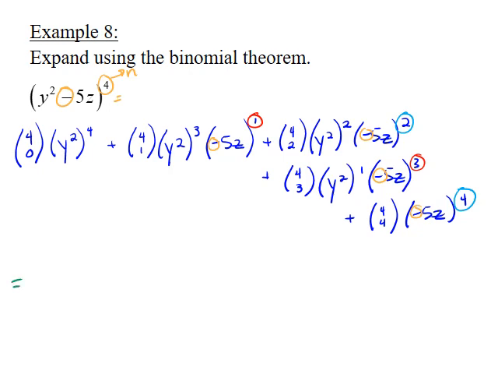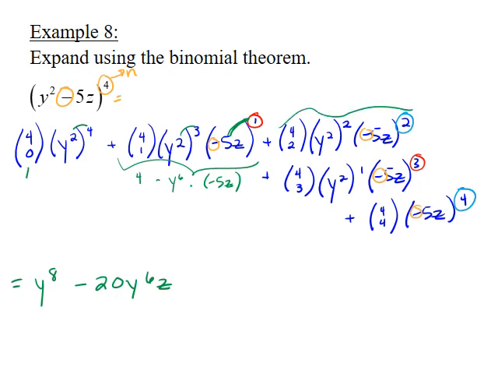So when we expand this, 4 choose 0 is 1. Remember, a power to a power you multiply, so our first term is y to the 8th. Now all of this over here, 4 choose 1 is 4. This is y to the power of 6. This is going to be a negative 5z. So when I multiply all of this, I get a negative 20 y to the 6th z.